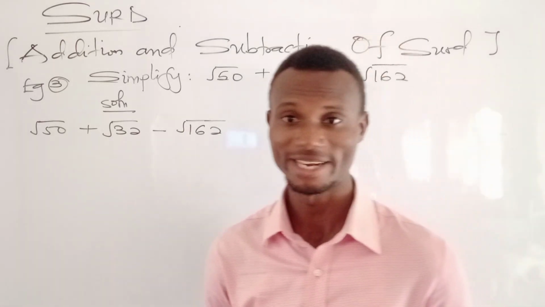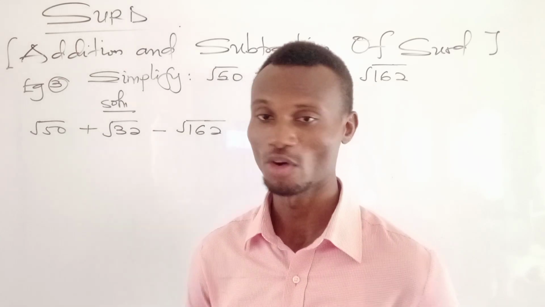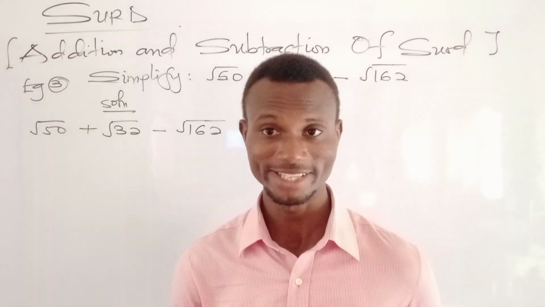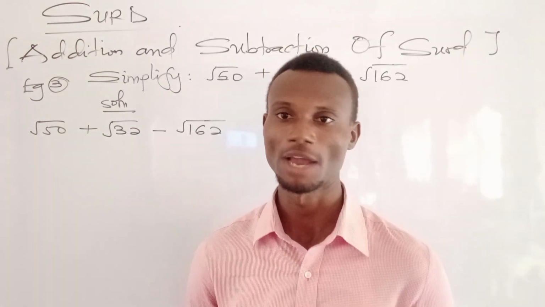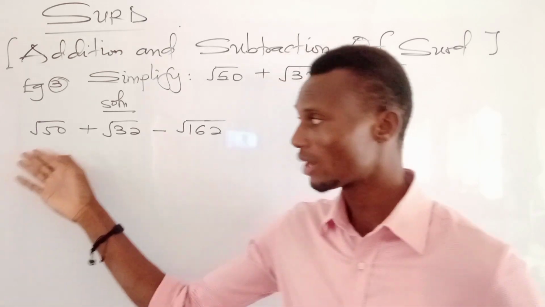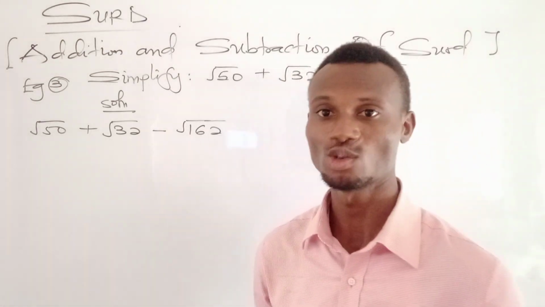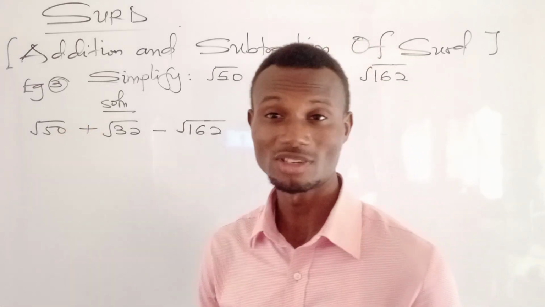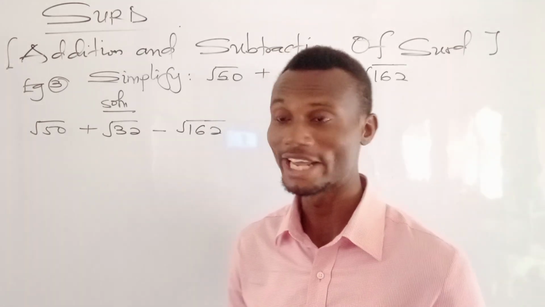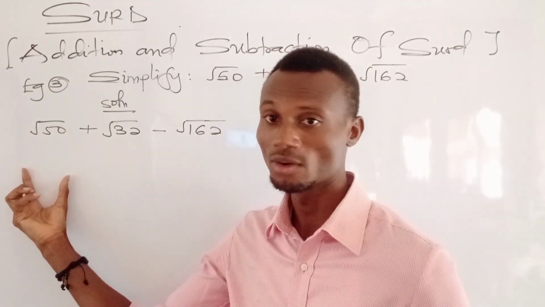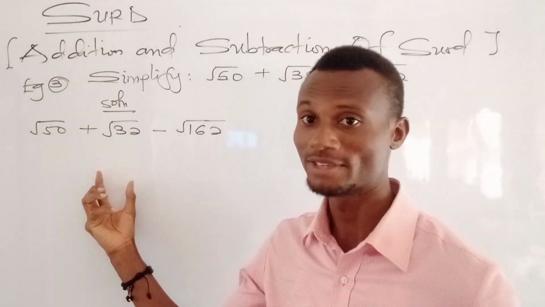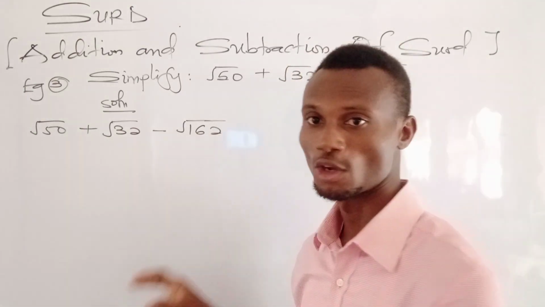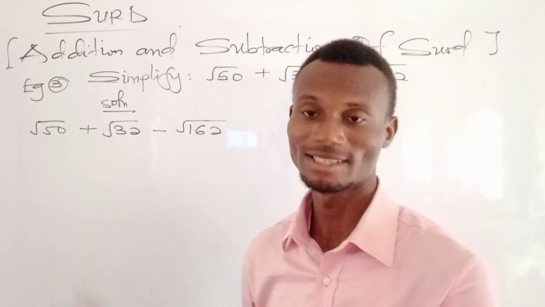Hope the explanation is clear enough. Let me go over one more time. We have established that under the addition and subtraction of surds, we can only add like terms and we can only subtract like terms. Looking at the question, there aren't any like terms for us to add or subtract. So the best thing to do is use the knowledge of simplification of surds to simplify the square root of 50, the square root of 32 and the square root of 162. Afterwards you see that there will be like terms to group and simplify. So that is how to go about it.